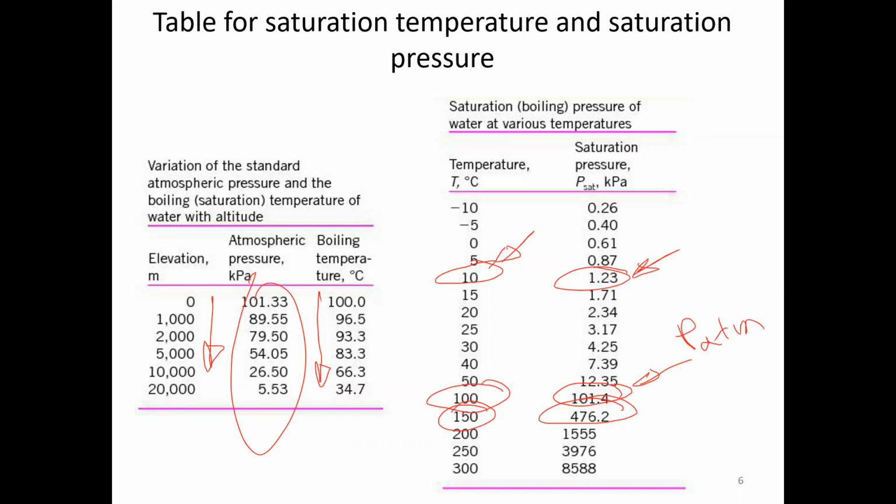Correct? If you leave it to the atmosphere, just an open vessel, and try to cook in the open vessel, you will have this temperature here, 100 Celsius. While if it's closed under pressure, then this is the cooking temperature. So the food will be cooked faster.